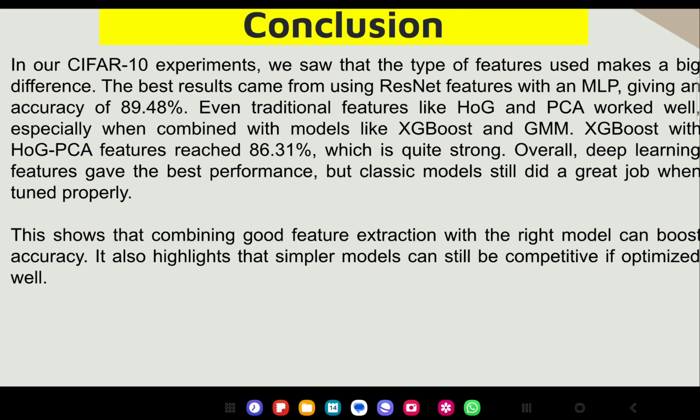So the conclusion is that while the deep learning models performed quite well on the CIFAR-10 dataset, the classical models were not too far behind. When the classical models are coupled with feature extracted data and proper parameters, they gave a tough competition to the deep learning models. So we have to combine good features with the right model, which will boost the accuracy. Also, simpler models can be competitive if they are optimized well.